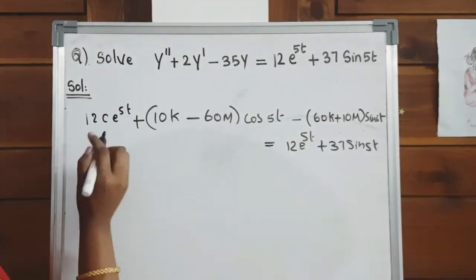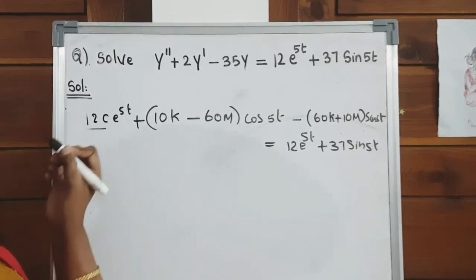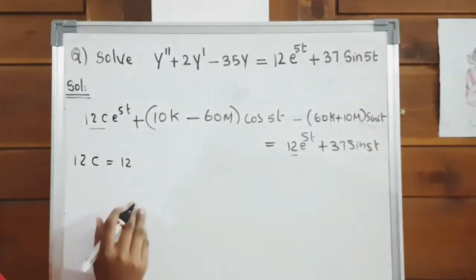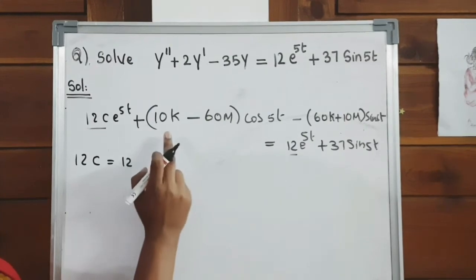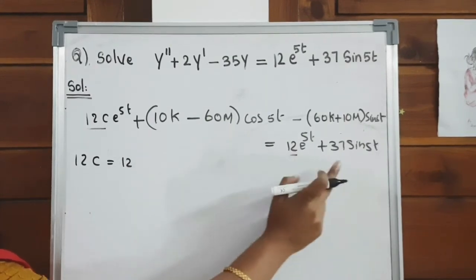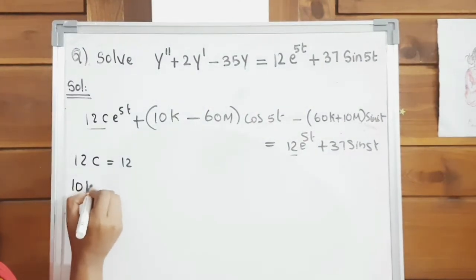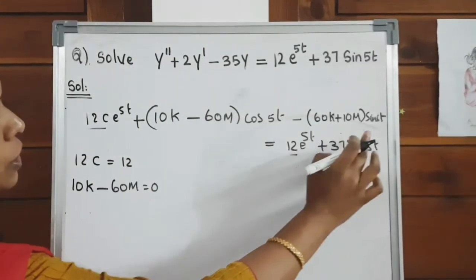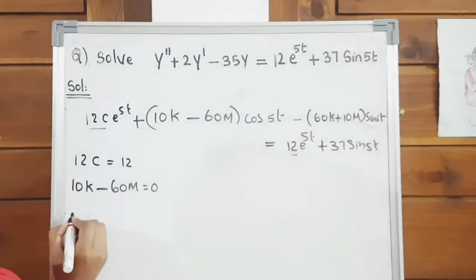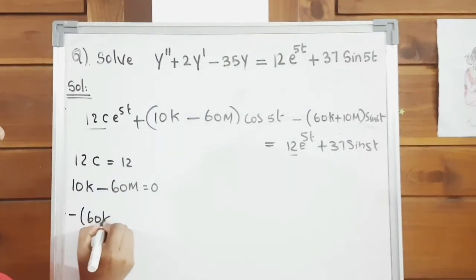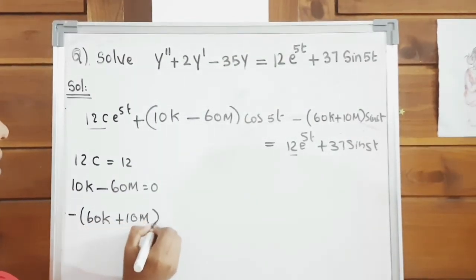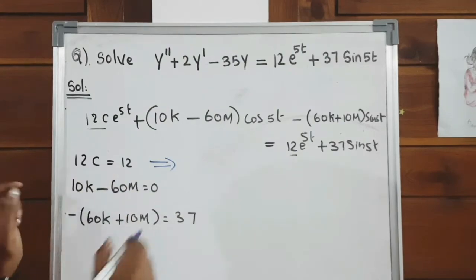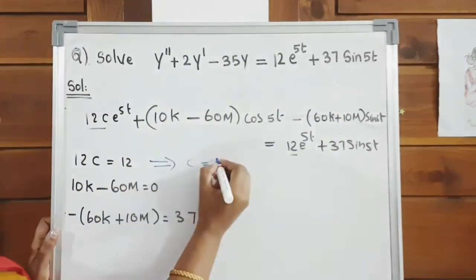Comparing both sides, we get here the coefficient of e raised to 5t is 12c, here 12. 12c equal to 12. Next we compare the coefficient of cos 5t, that is 10k minus 60m. Here 0. We write 10k minus 60m equal to 0. Next we compare the coefficient of sin 5t. That is, we get minus of (60k plus 10m) equal to 37. From this, we write 12c equal to 12. We write c equal to 12 divided by 12, that is 1.